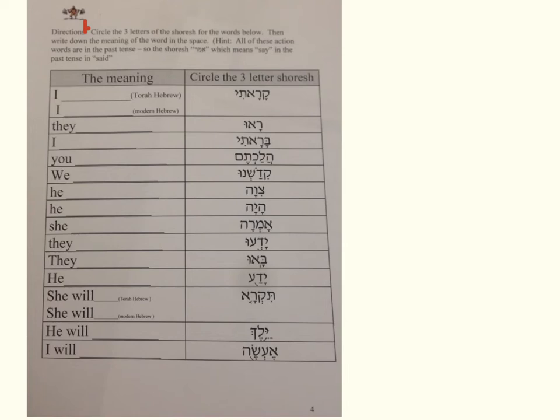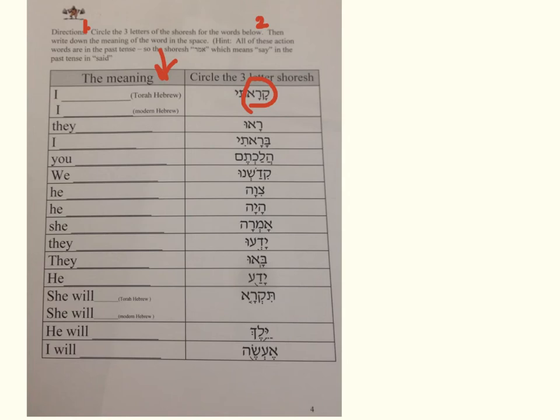So let's do the first one together. It's actually something that we just used as an example, kuf resh aleph. That's the shoresh. And then the taf yud is the suffix. Now, the second part of the directions, right here, is then write down the meaning of the word in the space. So in this column right here. So a reminder that all of these shorashim are in past tense. So let's use the first as an example. So we know that kuf resh aleph either meant he called or he read.